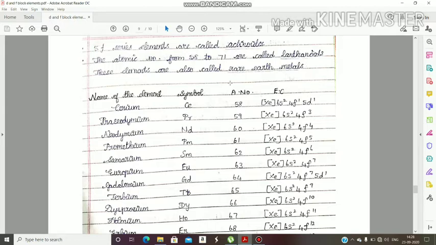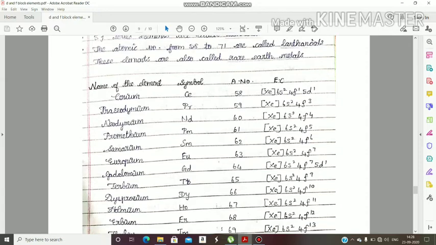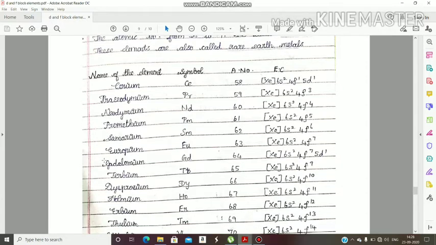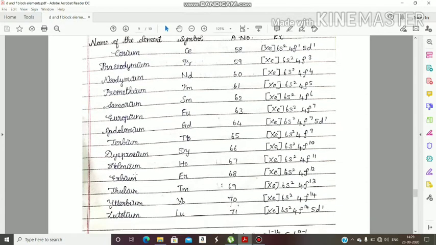These elements are also called rare earth metals because they occur rarely in the earth. That is why they are called rare earth metals. They are cerium, praseodymium, neodymium, promethium, samarium, europium, gadolinium, terbium, dysprosium, holmium, erbium, thulium, ytterbium, and lutetium.